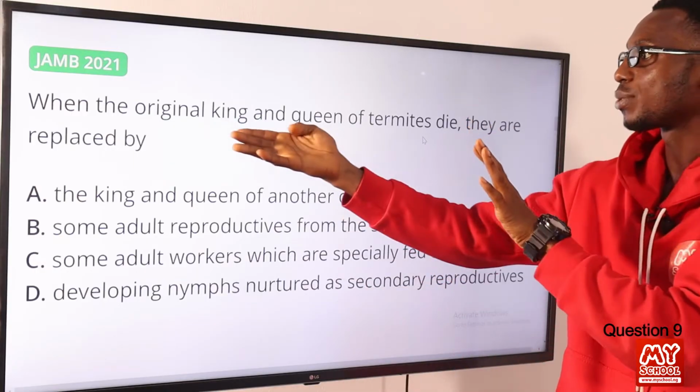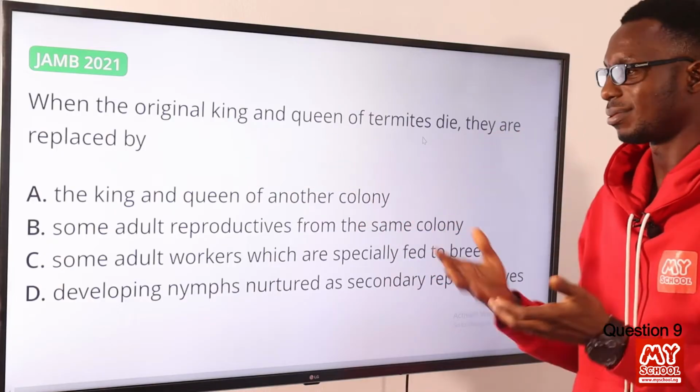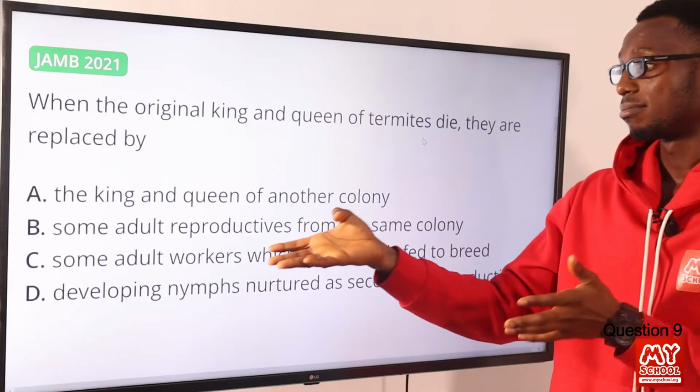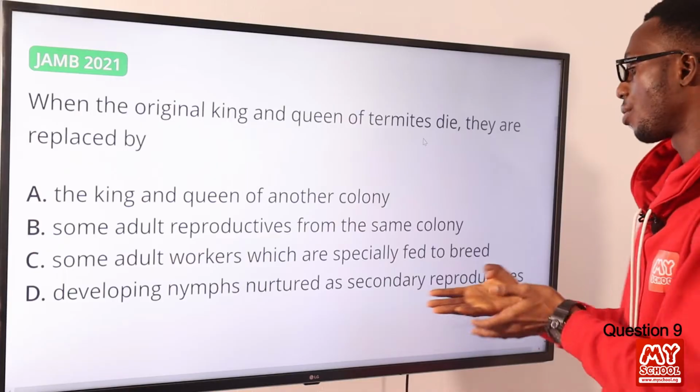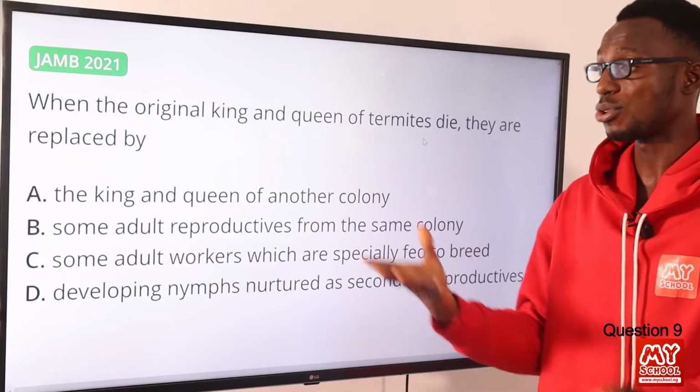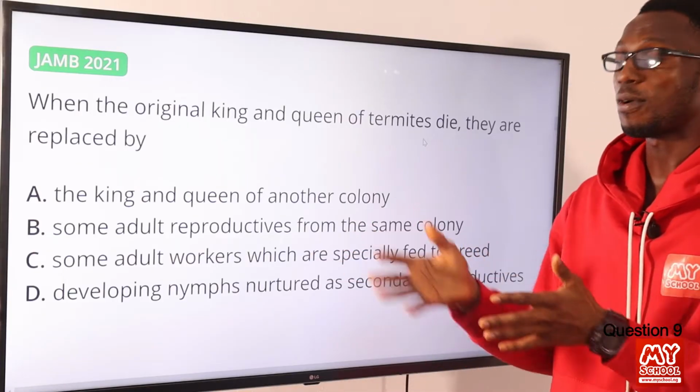So when the death of the king or the queen occurs, you can have the developing nymphs, the secondary reproductives, replace them. So the correct option is option D for this question.